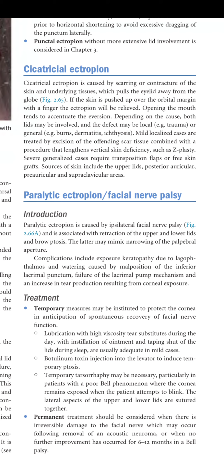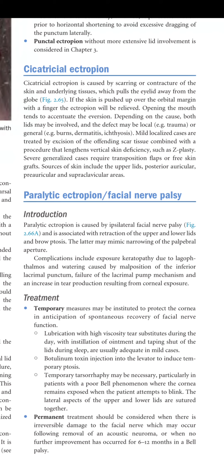Botulinum toxin injection into the levator to induce temporary ptosis. So Botox injection is also used to temporarily induce ptosis. The ptosis will protect the eye from corneal exposure. Temporary tarsorrhaphy may be necessary, particularly in patients with poor Bell's phenomenon where the cornea remains exposed. When the patient attempts to blink, the lateral aspects of the upper and lower lids are sutured together.